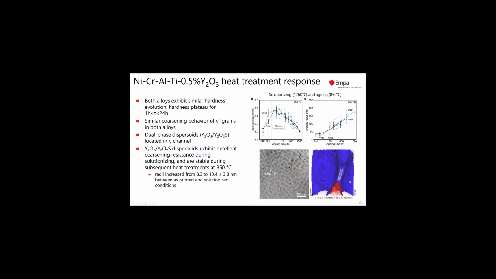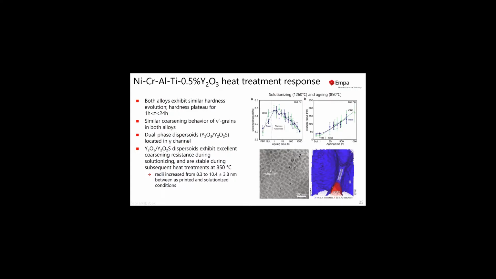We then had a closer look at our dispersoids, and we saw that they are present, mainly located in the gamma channels. So here, what you see is the bright phase in between, this is the gamma phase, and these darker regions, that's the gamma prime phase. As I mentioned before, the volume fraction of gamma prime in that alloy is pretty high. And you can see that these dispersoids are really located in these channels. Having a look at the dispersoid size before and after the heat treatment, we can say that they show a very excellent coarsening resistance during the entire heat treatment. We could measure on average an increase from about 8.3 to just 10.4 nanometers. So basically this is within the error between the as-printed and solutionized conditions.